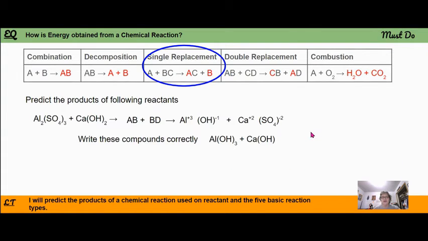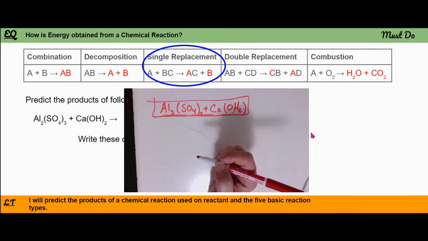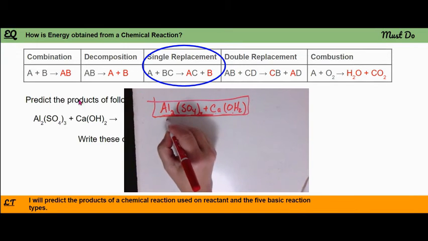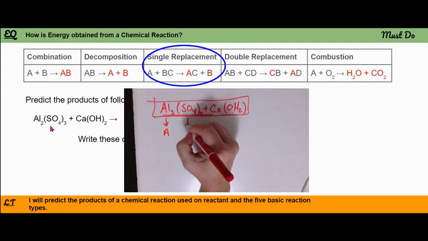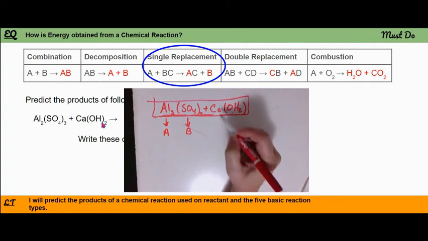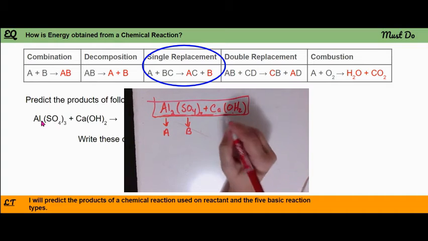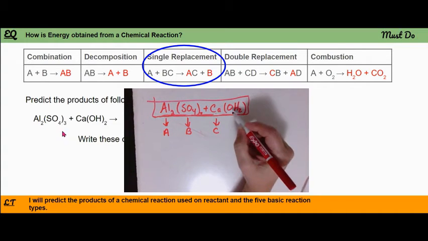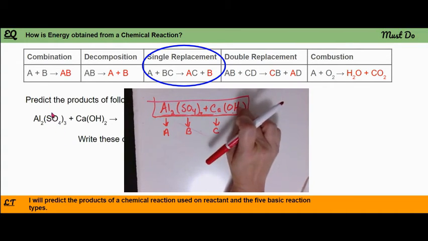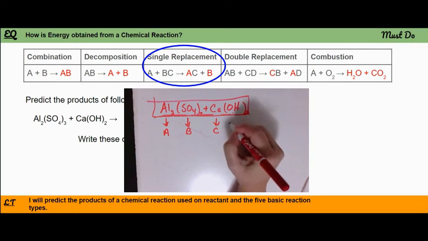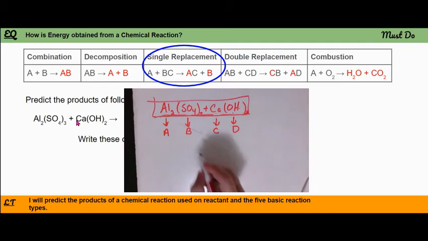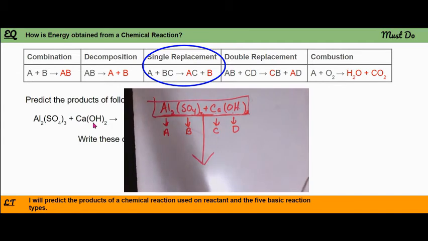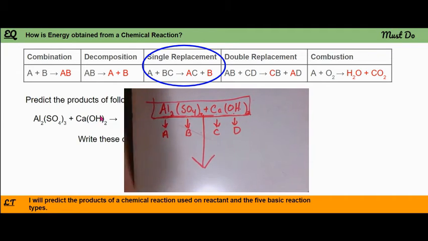All right. Let's look at another example. Okay. Your aluminum is your A. Your SO4, the whole thing inside the brackets, is your B. The Ca, or calcium, is your C. And your OH, the 2 goes on the outside, is D. Okay? So we want to know, what is this going to create, right? We want to know what the products are going to be.